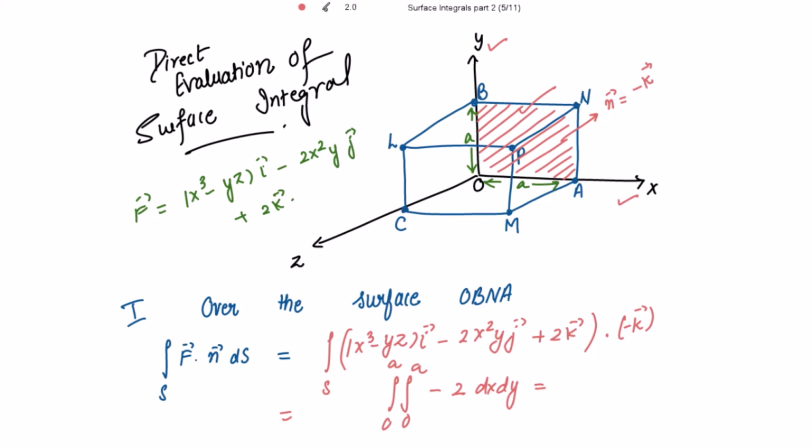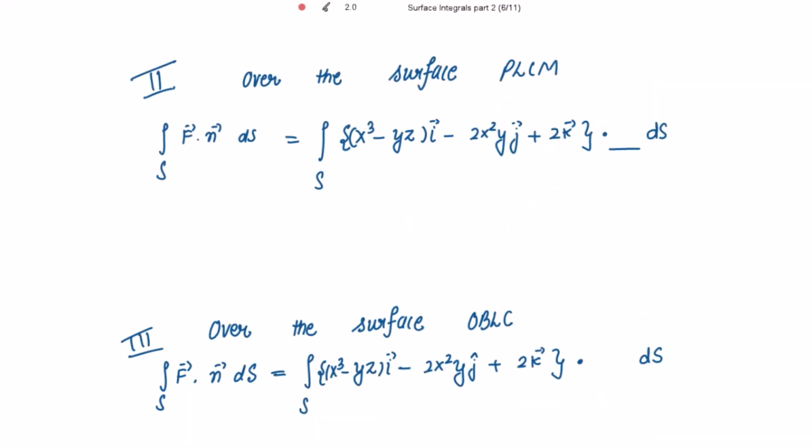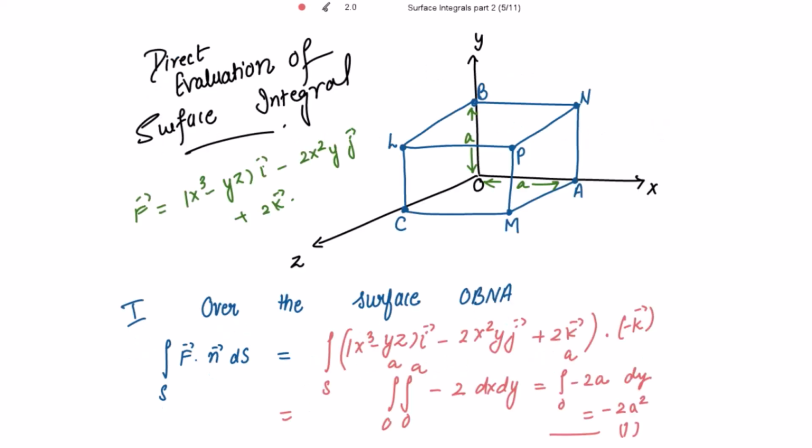So first integrating this with respect to x, we get minus 2x and limits from 0 to a. Still we need to integrate with respect to y also. So this becomes minus 2a, right? And now integrating with respect to y, we get minus 2ay from 0 to a. So when putting the upper limit, we get minus 2a square and then minus 0. So we are getting this to be minus 2a square. Marking this as 1.